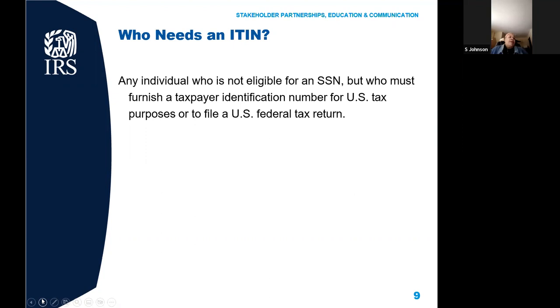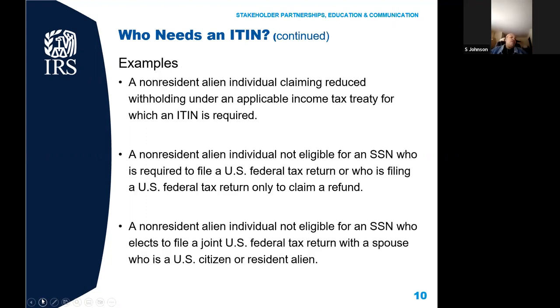And there is a publication, 1915, that is available, and it discusses the exception rules and what documentation the IRS needs from you. We also, in this publication, discuss the requirements to get an ITIN and the documentation that is needed as well. Also, the Form W-7 and the Form W-7 SP have instructions, and it discusses the same information.